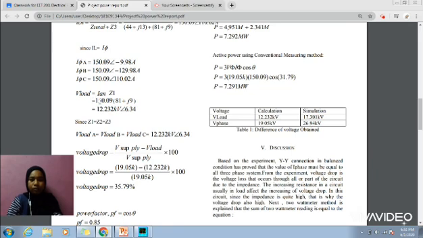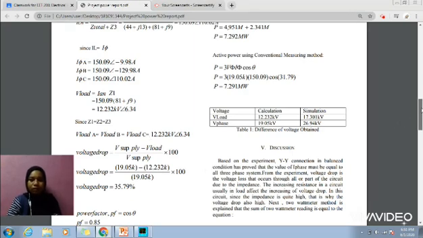Next, for V load, we can use Ohm's law. So V load equals I line times the load, which is Z. In this balanced condition, we know that the value of I line is the same for the three phases and also the value of the load. So we can directly assume that V load A equals V load B and equals V load C, and we get the same answer for the V load.